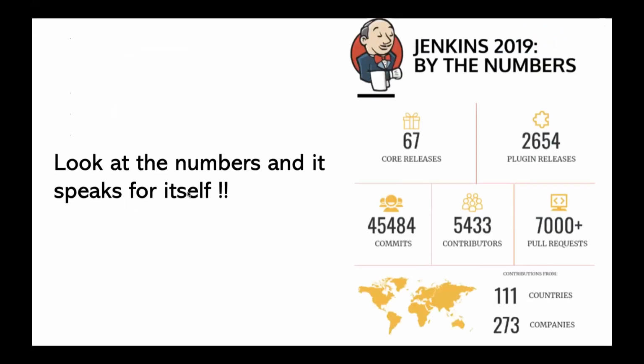I don't have statistics for last year because they have not updated for a little longer, but in 2019 they had 67 core releases. So many plugins were released and so many commits, and they have users across the globe, and 273 companies are contributing to Jenkins, including Netflix. That makes Jenkins really popular, standing tall amidst all the competition, being open source.